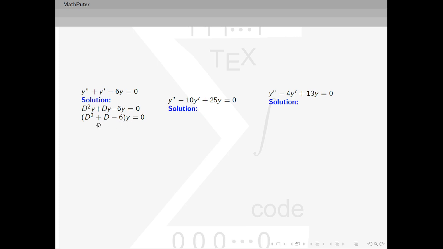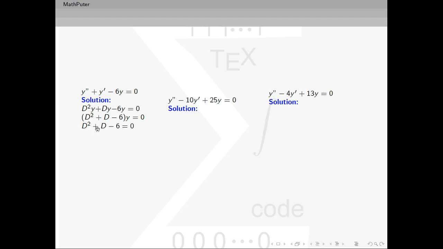But when y is 0, the system has no physical meaning, right? I mean y equal to 0 always satisfies this equation. The derivative of 0 is 0, the second derivative is 0, so 0 plus 0 minus 6 into 0 is always equal to 0. But we are interested in what happens if y is not equal to 0. So when y is not equal to 0, we have D squared plus D minus 6 equal to 0.